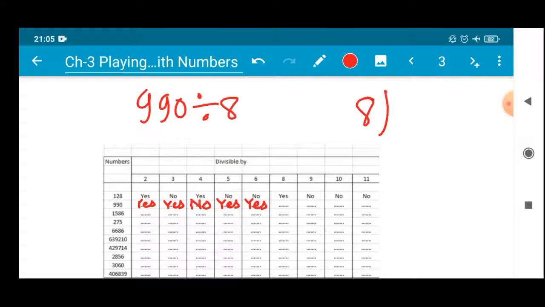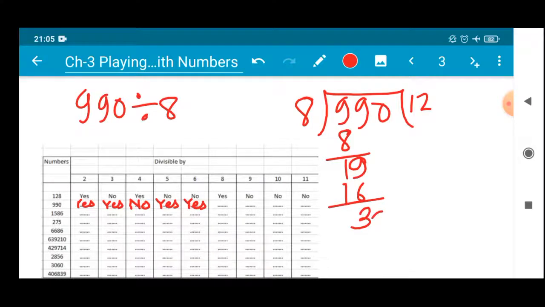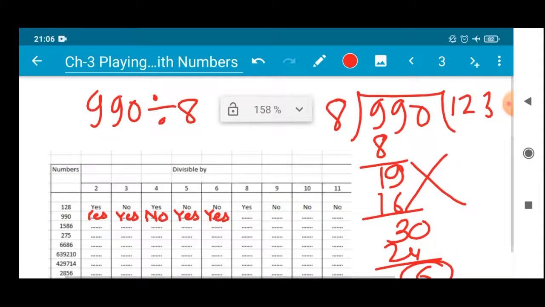So for this we have to divide. 8 1 ja 8, 9 minus 8 is 1, again 9; 8 2 ja 16, 9 minus 6 is 3; so 8 4 ja 32... 8 3 ja 24. So you can see the remainder is not 0. So this number is not divisible, 8 is not able to divide 990, so you'll write no here.